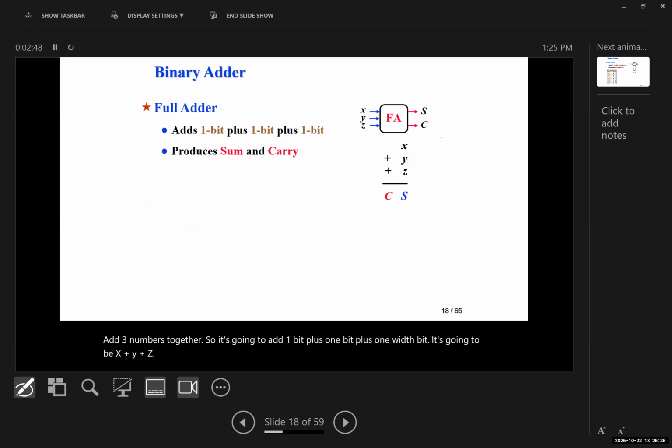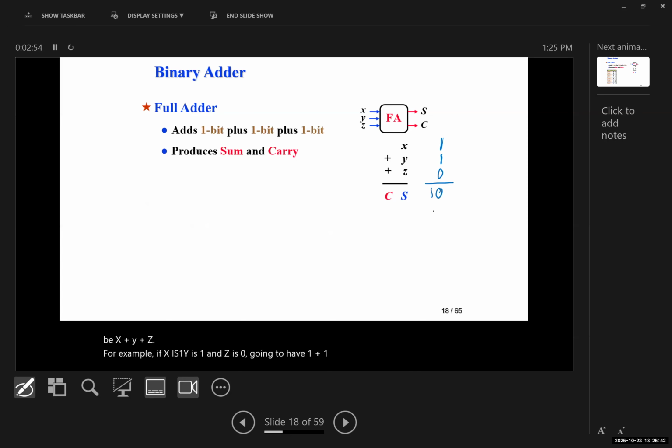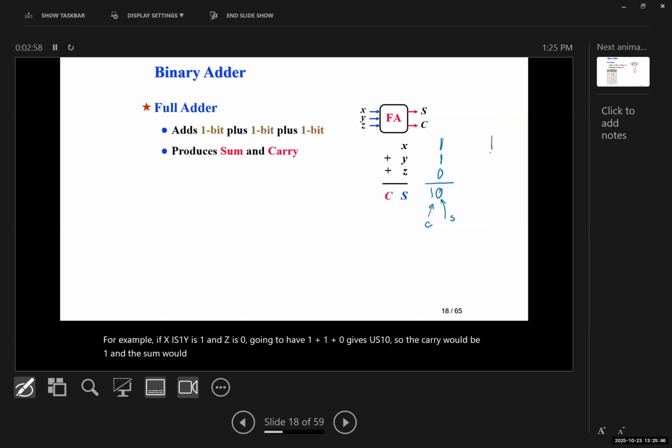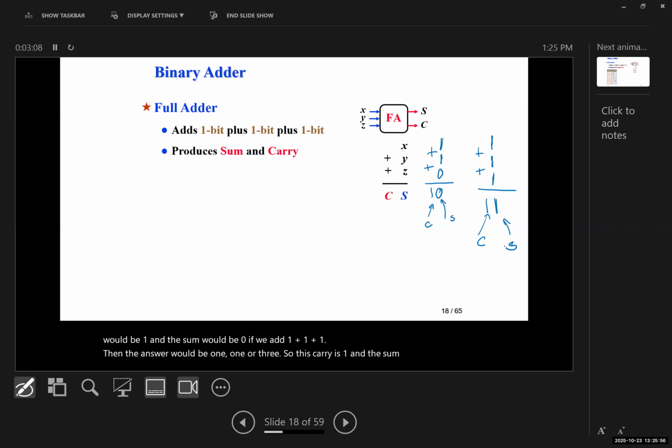For example, if x is 1, y is 1, and z is 0, we're going to have 1 plus 1 plus 0 gives us 1, 0. So the carry would be 1 and the sum would be 0. If we add 1 plus 1 plus 1, then the answer would be 1, 1 or 3. So this carry is 1 and the sum is 1. We have 3 inputs. Therefore, we're going to have 2 to the power of 3, 8 possible outcomes.